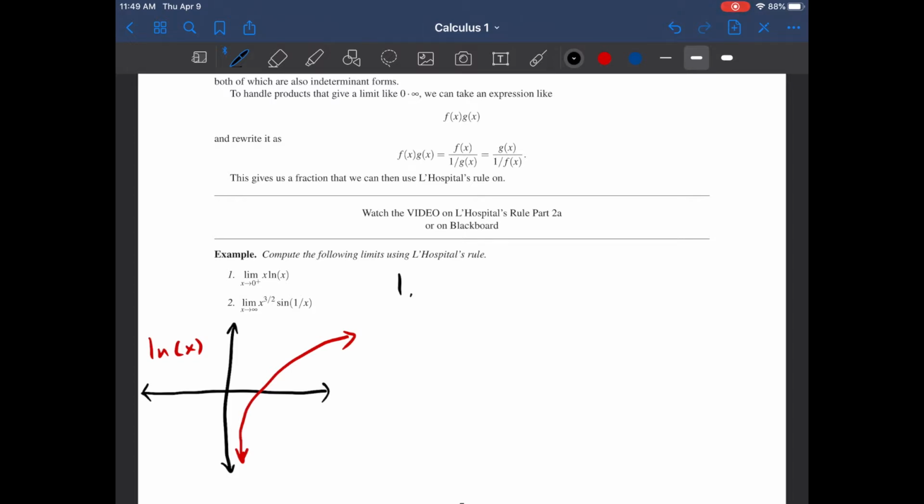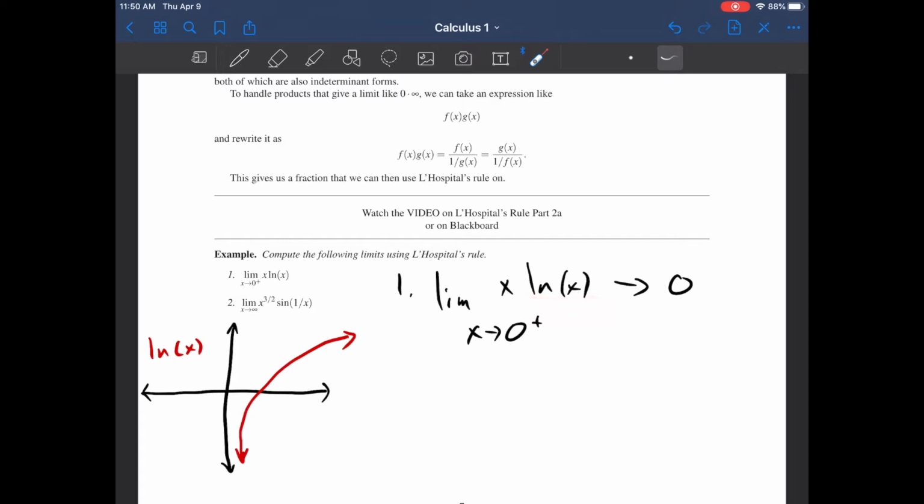So if we take the limit as x goes to 0 from the right of x ln of x, we can see the x part of this will go to 0, so we have 0 there. And then we're multiplying by the limit of ln of x as x goes to 0 from the right. Here you're actually going to see why this says from the right rather than just 0.